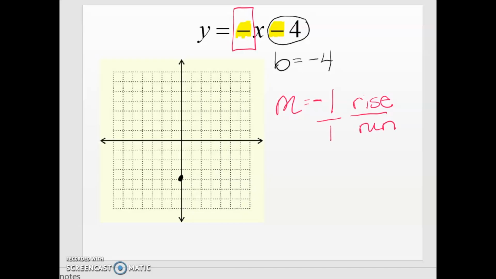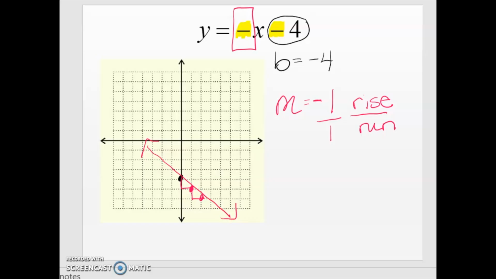So this tells me my rise, I'm going to go down 1. My run is positive, so I'm going to the right. Down 1, to the right. Then again, I do want to use my straight edge when I'm drawing my line. And we make our straight line. And there we go. And we can see we've got our line.